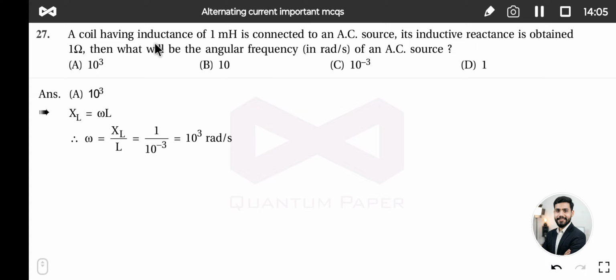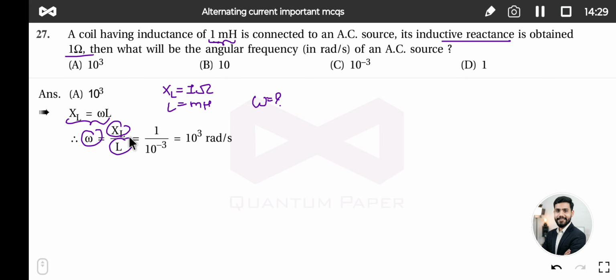A coil having inductance of 1 millihenry is connected to an AC source. The inductive reactance obtained is 1 ohm. So XL is given as 1 ohm, and L is given as 1 millihenry. We have to find the angular frequency omega. The formula we have is XL is equal to omega L. So omega is XL upon L. XL is 1, and L is 10 raised to minus 3 because it is milli. If we take 10 raised to minus 3 in the numerator, it becomes 10 raised to plus 3 radian per second. The correct answer is A.